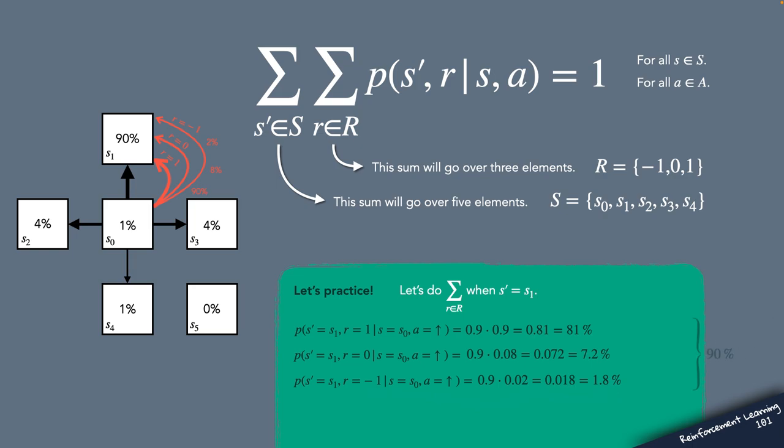And notice that if we now sum those 3 probabilities, they give us 90%, which is equal to this state transition probability. So if we now do the complete computation and also sum across all of the possible future states, we should get 100%, right? We will get 1.